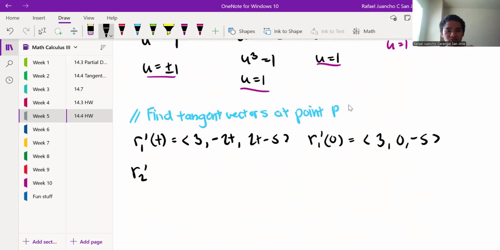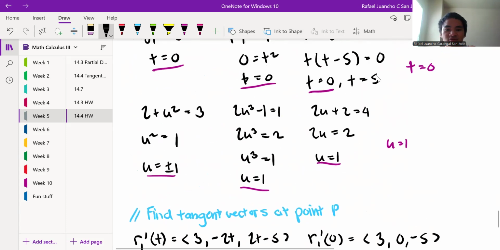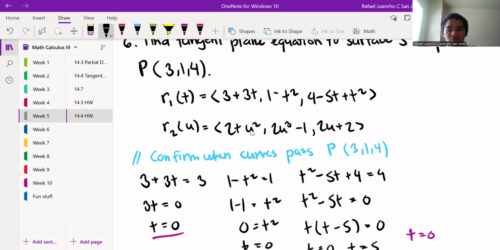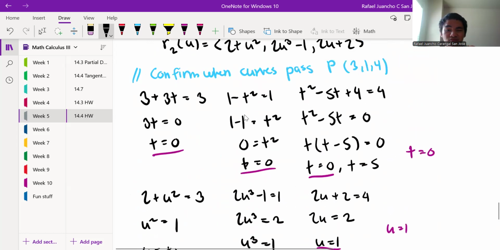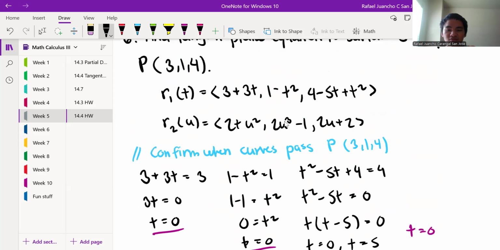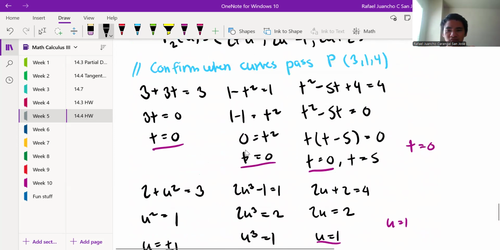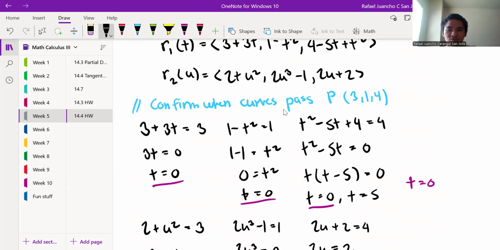Then I go to my second position vector and take its derivative. So for 2 plus u squared, I get 2u. For 2u cubed minus 1, I get 6u squared. And then for 2u plus 2, I get just 2.